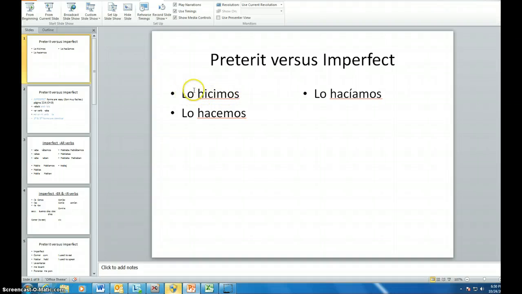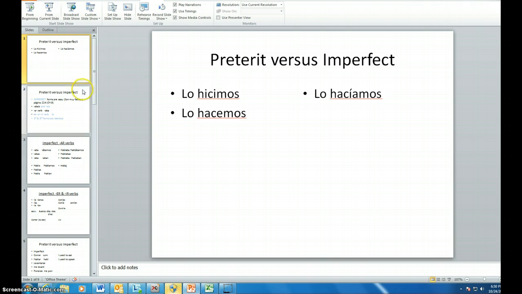We did it. Here's what the same verb hacer would look like in the imperfect tense. Lo hacíamos. A little bit different. In English, we would both say we did it. But in Spanish, there's two ways to say it: lo hicimos and lo hacíamos. The imperfect tense implies perhaps repeated action. We used to do it. Whereas lo hicimos implies a completed action. It's done and over with.